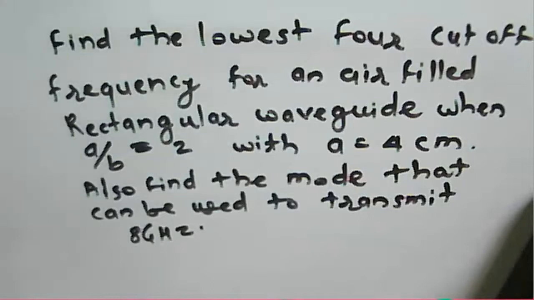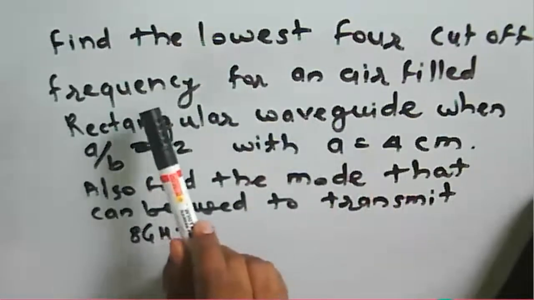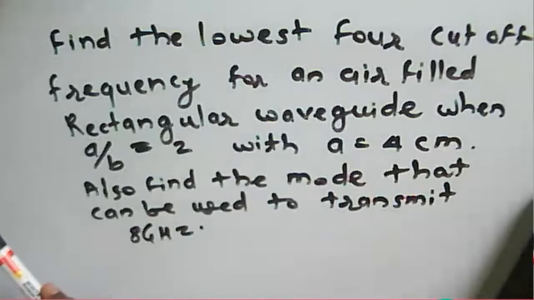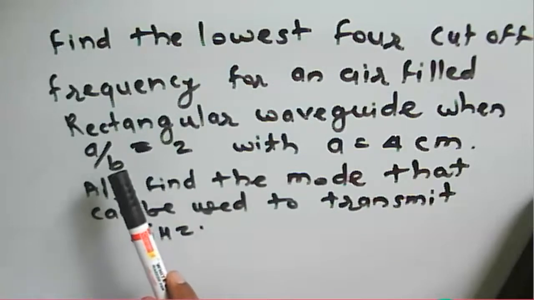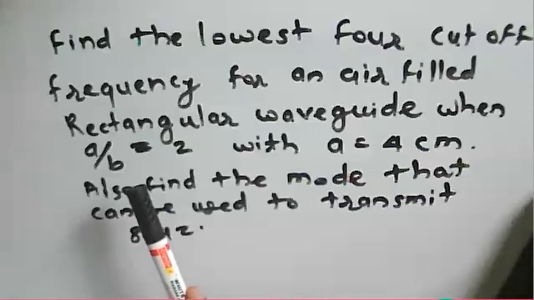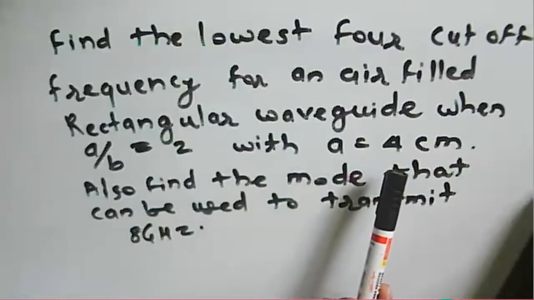Today we see a few numericals on this module 2, on waveguide components and all. These are the statements here. Find the lowest four cutoff frequencies for an air filled rectangular waveguide when the values of A and B are given. A by B is equal to 2, with A equal to 4 centimeter.